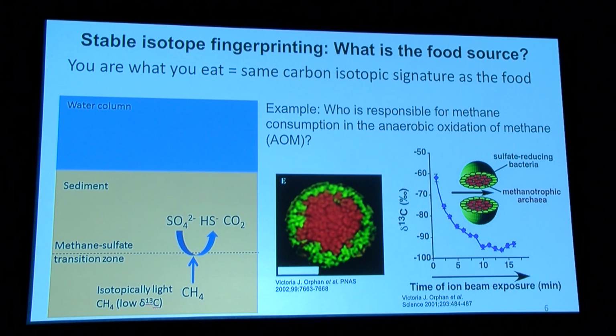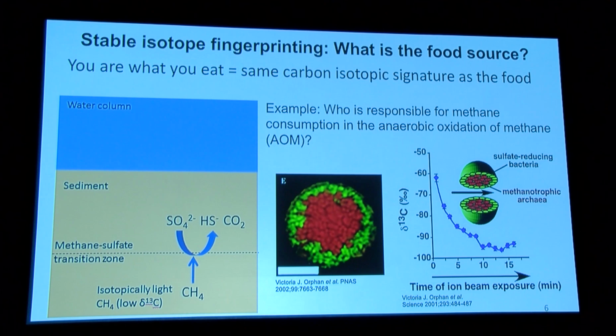So just to briefly introduce the two main questions where carbon isotope ratios have been used in the past to answer questions in biology: one of the main questions we can answer is, what is the food source of an organism? This question can be answered based on the paradigm that you are what you eat. So you should have the same carbon isotopic signature as your food source.